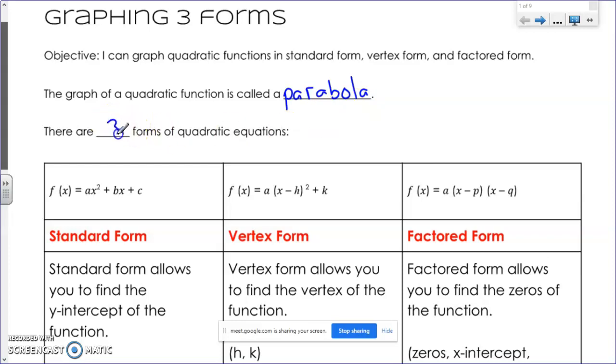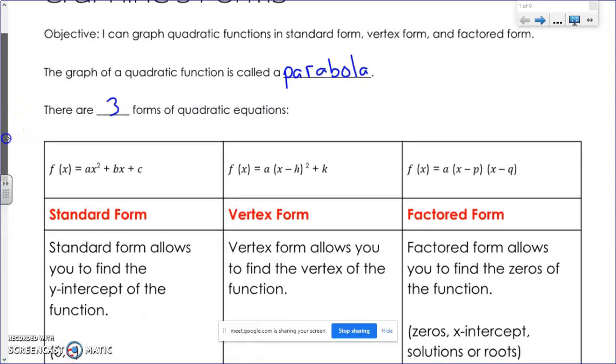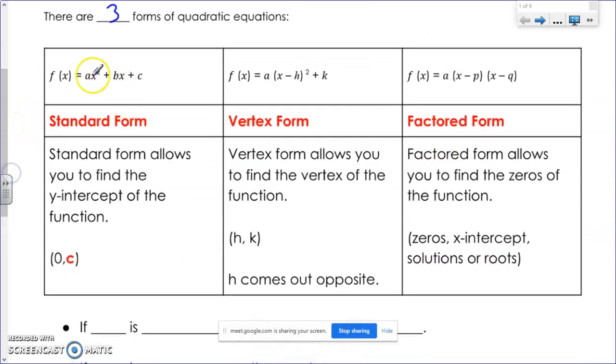There are 3 forms of quadratic equations. Okay? We talked about these, but we're going to go over them. This is standard form, ax squared plus bx plus c. Standard form allows you to find the y-intercept of the function. We talked about that yesterday. That c is your y-intercept.